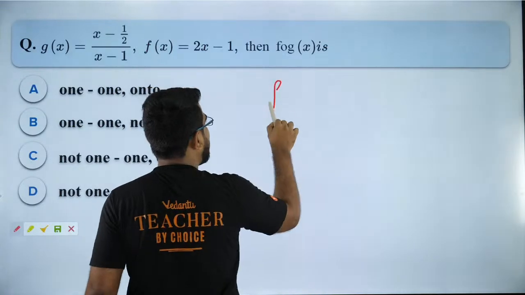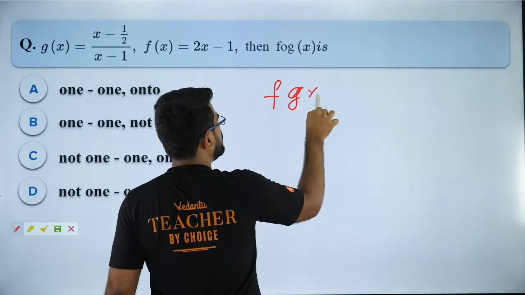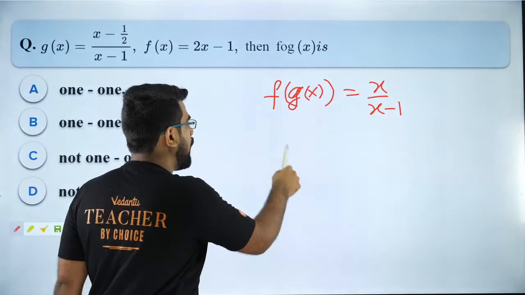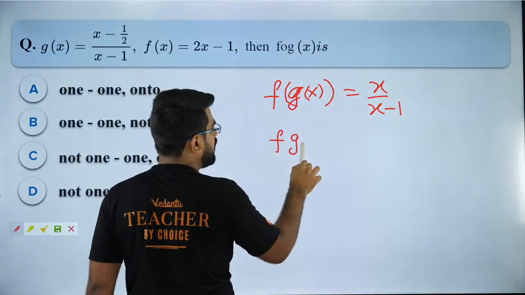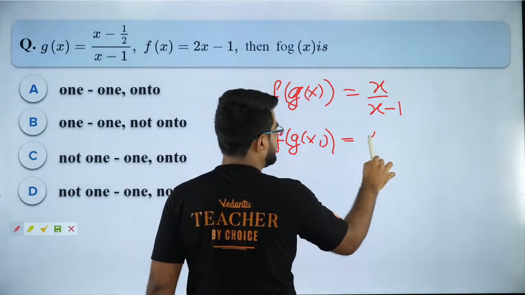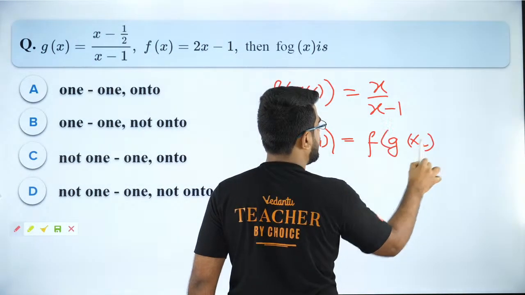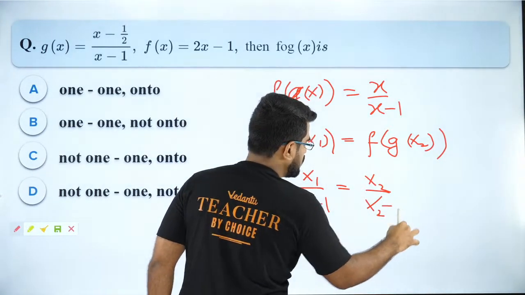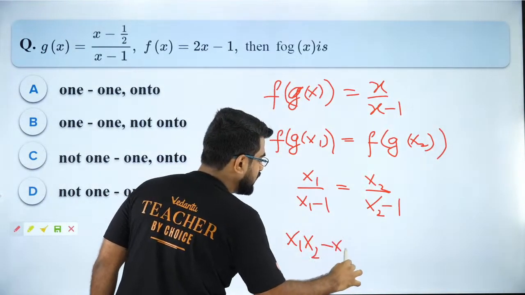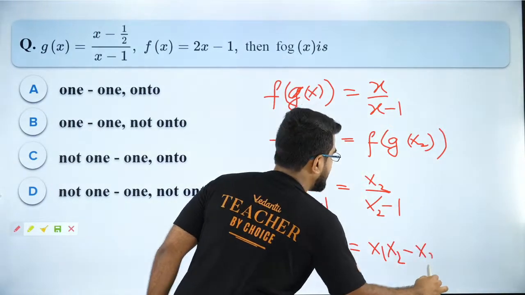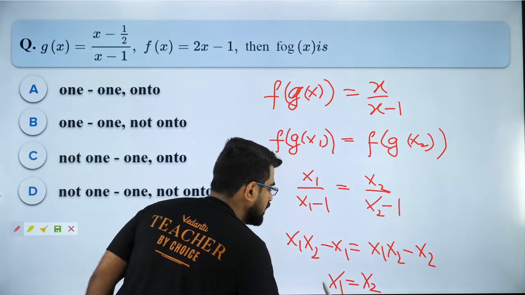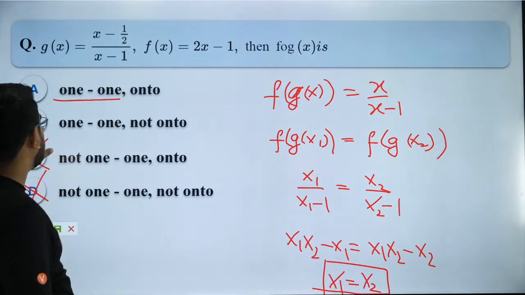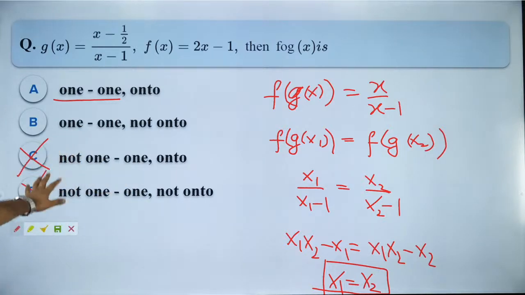So what do I have? I have my function f of g of x to be x by x minus 1. So how do you check whether it is one-to-one or onto? One-to-one you check by putting f of g of x1 and f of g of x2. If both are equal, then x1 by x1 minus 1 is equal to x2 by x2 minus 1. If I cross multiply, I'll get x1 x2 minus x1 is equal to x1 x2 minus x2. So I will get x1 is equal to x2 as the only possibility. So it is a one-to-one function. So pakka it is one-to-one. So these two options are wrong. In an exam, if you did this, you could have eliminated 2 options.